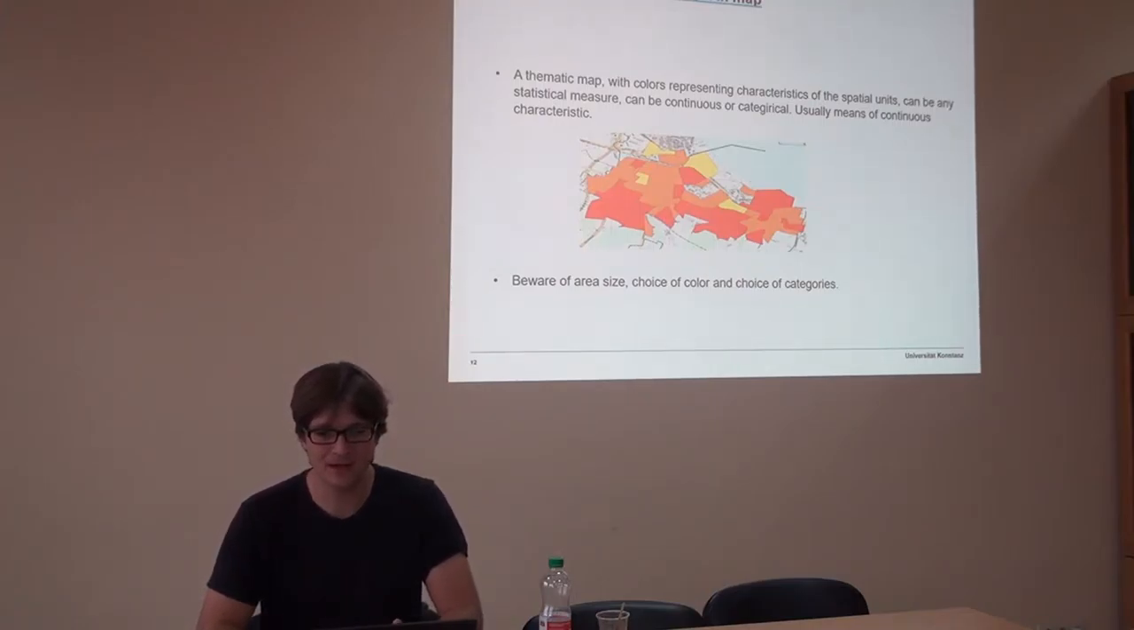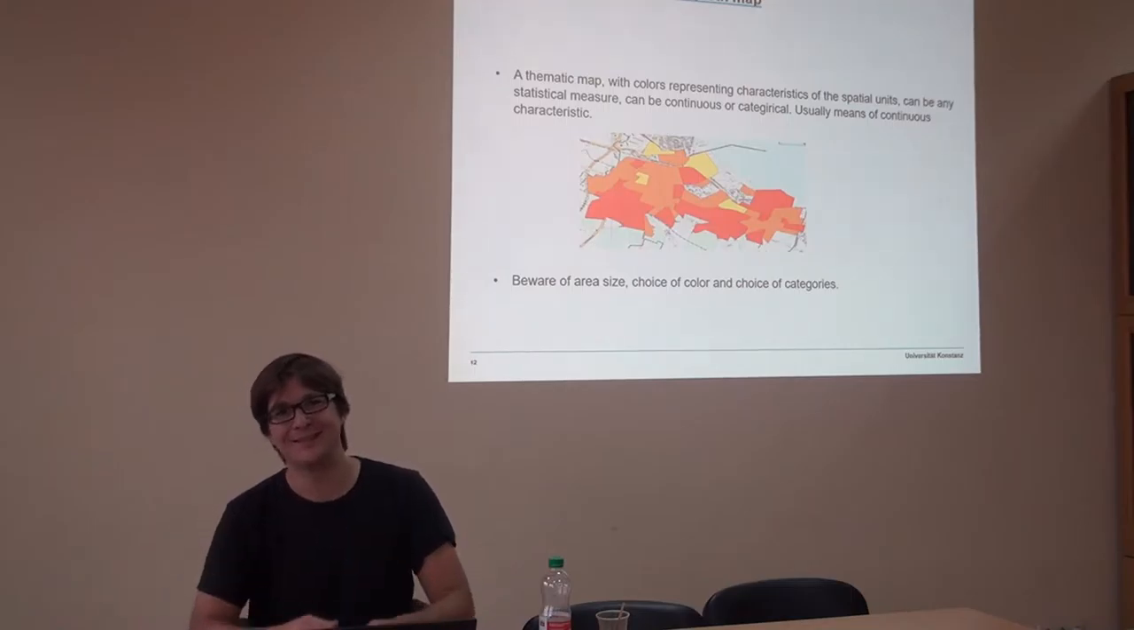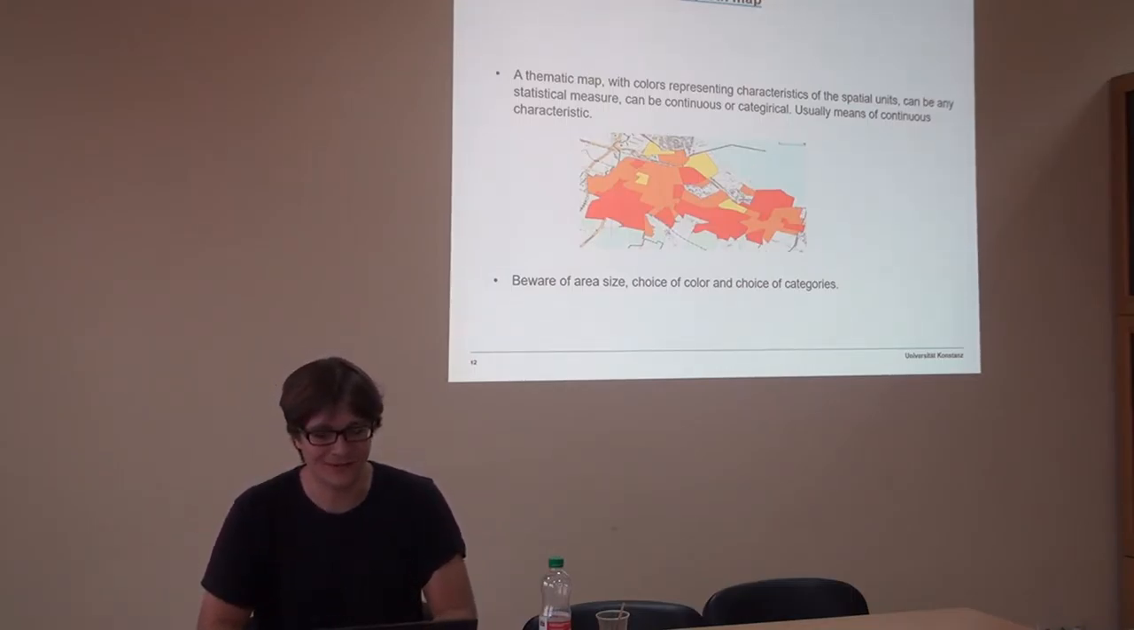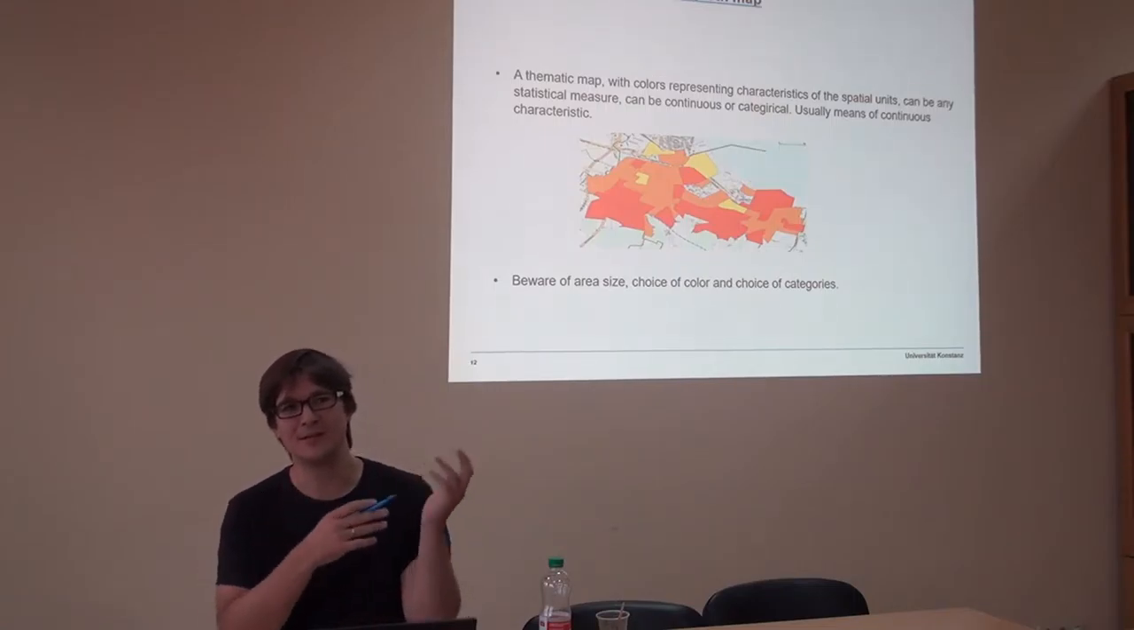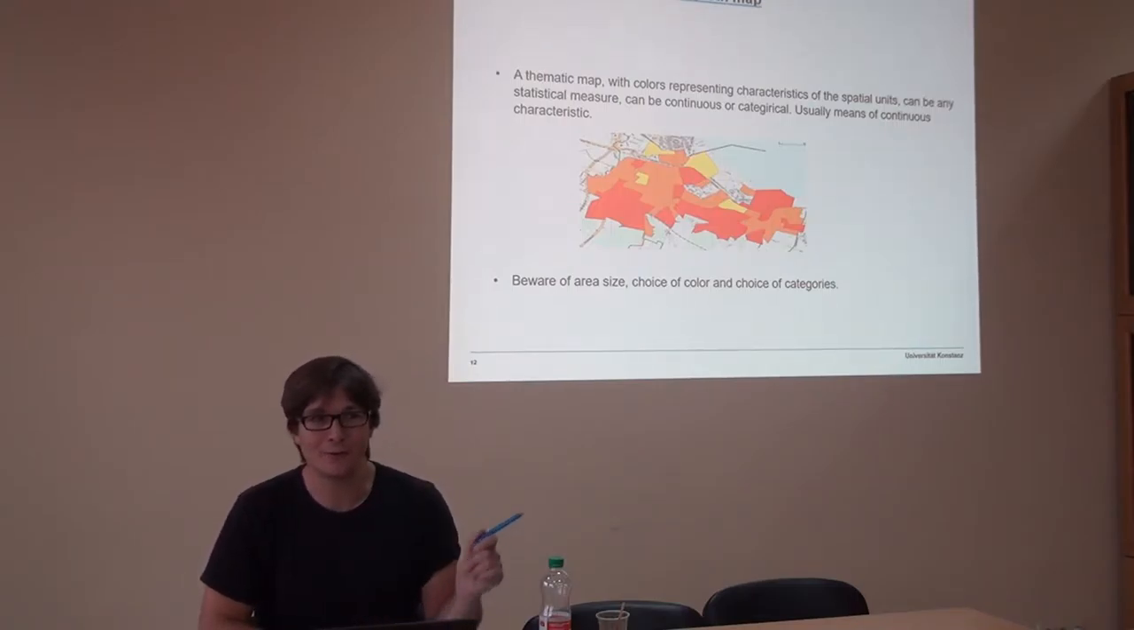So the most important of these presentations is the so-called choropleth map. And this is simply a thematic map with colors representing characteristics of the spatial units. And these colors can represent any statistical measure, and it can be continuous or categorical. Usually it just means continuous characteristics. So, for example, here we have the share of Germans in these different neighborhoods in Kreuzlingen. Yeah? And the lower the share, the redder is the color. So you encode some kind of continuous characteristic in these colors. And this is kind of a map that you see oftentimes, and people know how to read it, and you can communicate very forcefully.